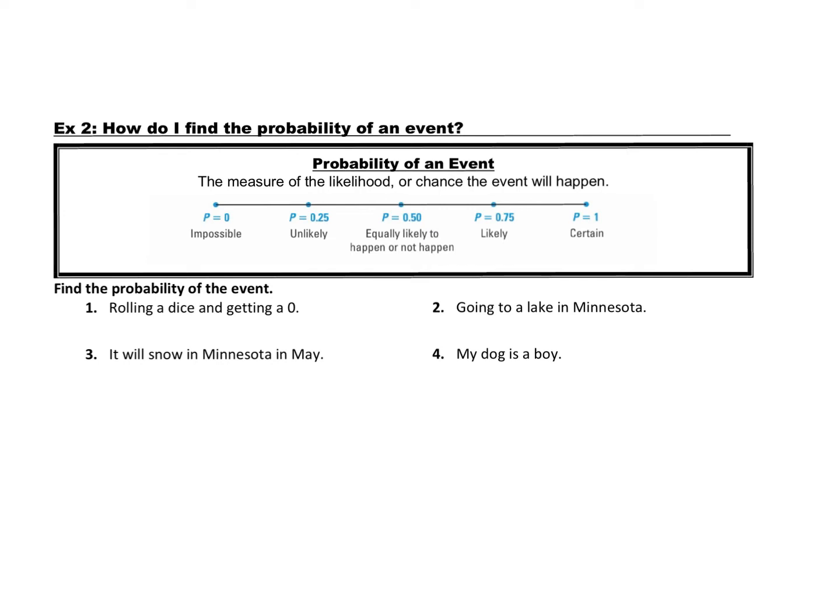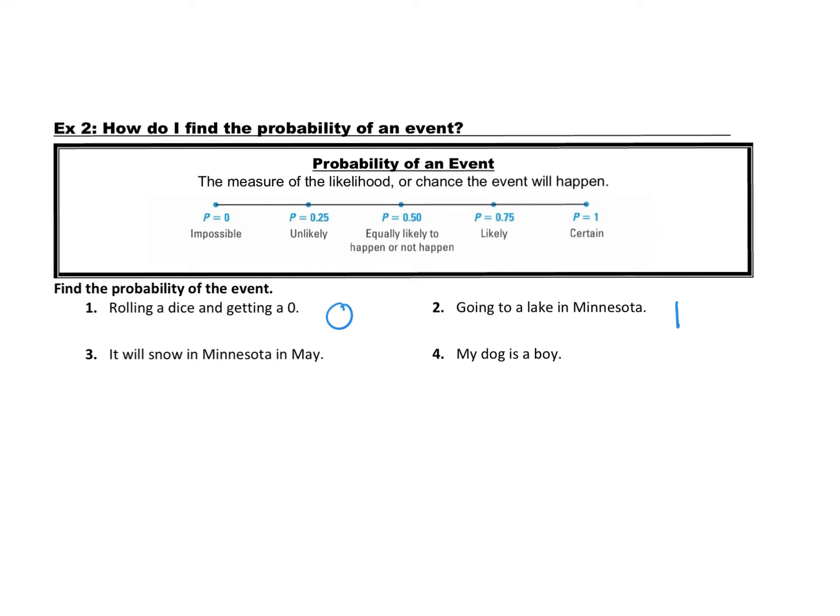So what would be the probability of rolling a dice and getting a 0? Well, on a dice we have 1 through 6, so getting a 0 would be impossible, which would be 0 on the scale. All right, the second one, going to a lake in Minnesota. Well, there are lakes all over Minnesota, so the likelihood of you being able to go to a lake in Minnesota would be almost 100%. So I'm going to put a 1 there. Maybe it'd be 0.75, but I'm feeling better about giving that a certainty.